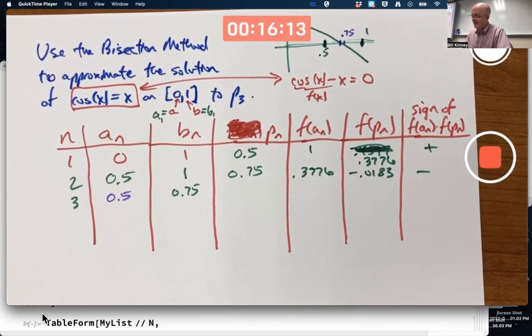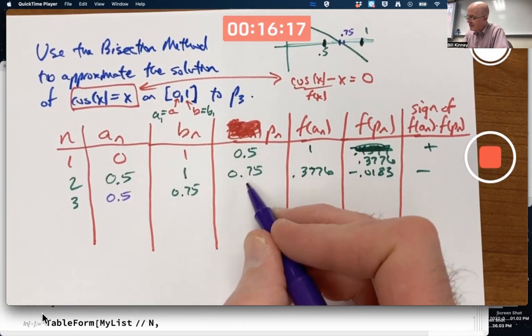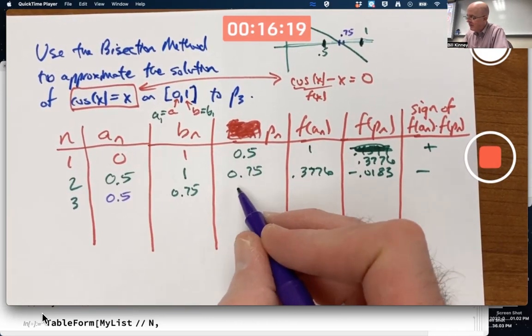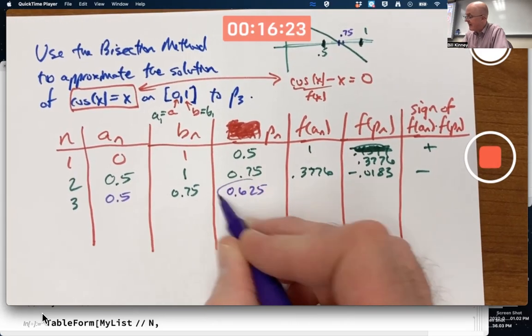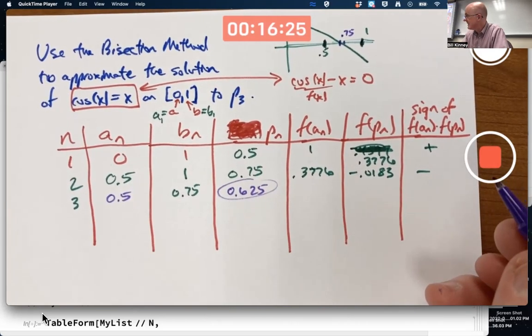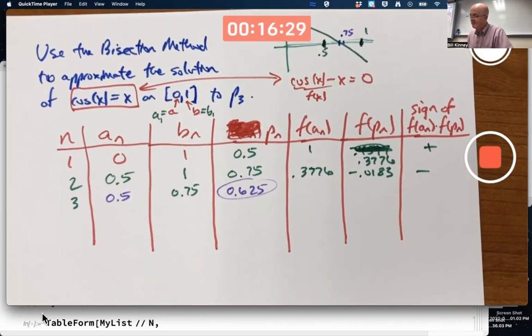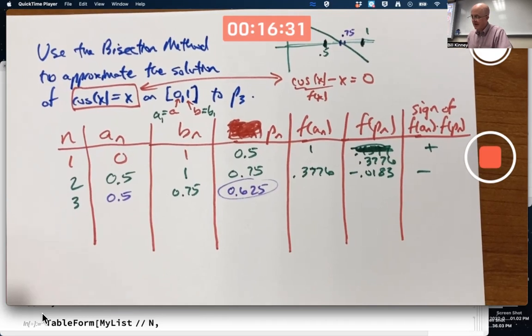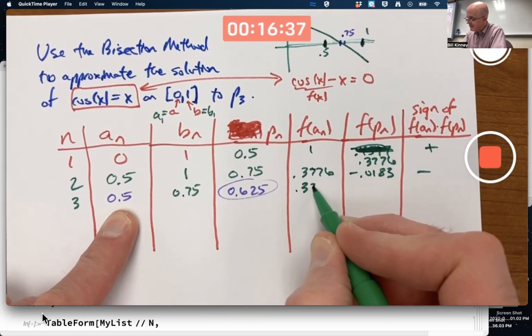For P3, we'll be able to stop there based on the directions. That'll be halfway between 0.5 and 0.75, which is 0.625, and that'll be the final answer for P3. If you were interested in going further, you would evaluate first f of A3, f of 0.5. We've already done that. That's still 0.3776.